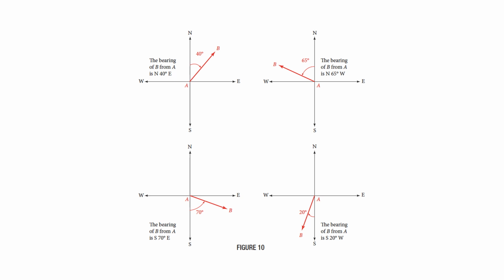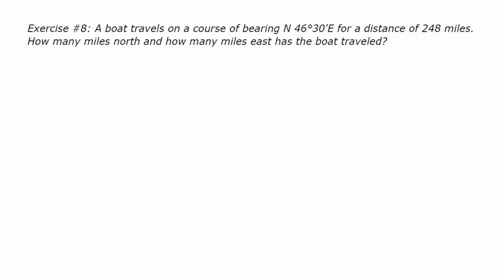Okay. So we're now going to look at a couple problems where we're using the bearing of a line. All right, so a boat travels on a course of bearing north 46 degrees, 30 minutes east, for a distance of 248 miles. How many miles north and how many miles east has the boat traveled?